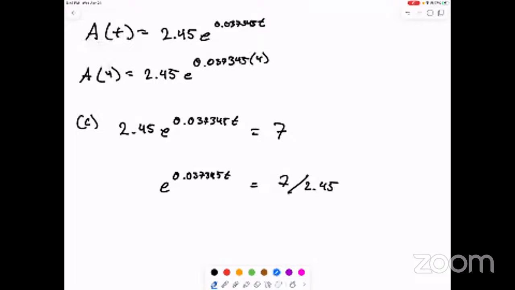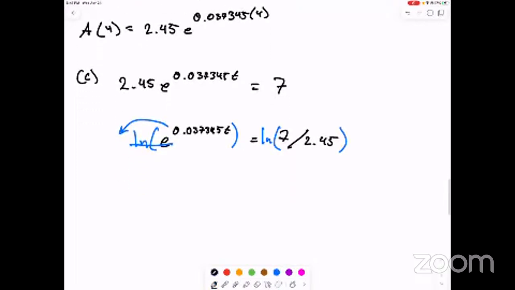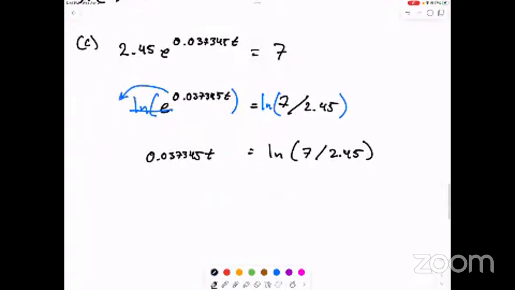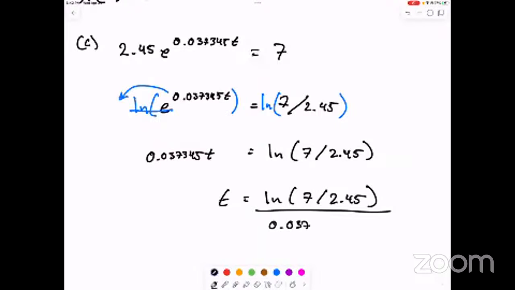Then I'm going to take the natural log on both sides. Okay. These cancel. That allows this to come out. So now on the left-hand side, we have 0.037345 T. On the right, I'm just going to leave that as is. If you crunch that number, my recommendation is write out the long decimal all the way. Now, ultimately, T is we divide both sides by that decimal. Natural log of 7 over 2.45, over 0.037345. Now we just crunch that number.